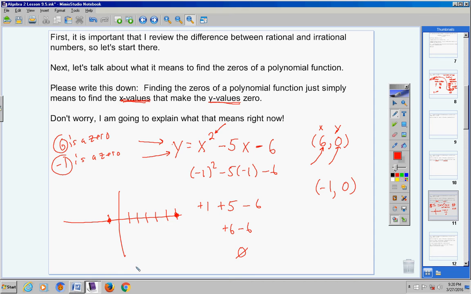Let's review. When I tell you to find the zeros of a polynomial function, I'm asking you to find the x values that make the y value 0. Got it?